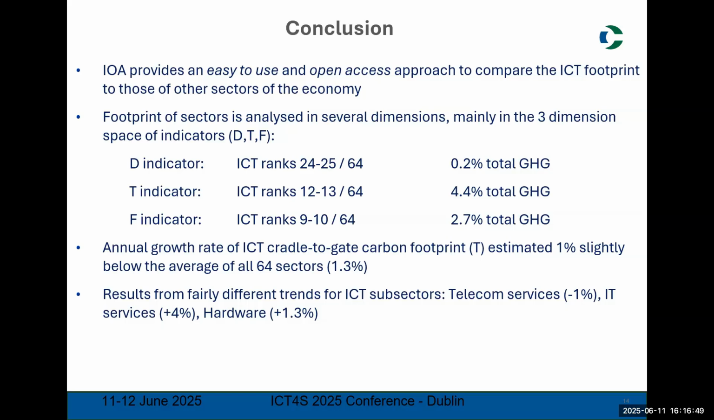Second, the annual growth rate of ICT is 1%. That is slightly below the average of the economy, 1.3% a year for the total economy. But however, subsector footprint trends are really different. Telecom services activities footprints are declining by 1% a year, and IT services footprint is increasing swiftly by 4% a year.